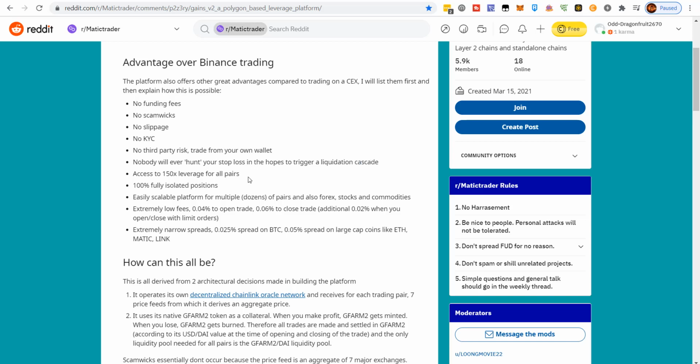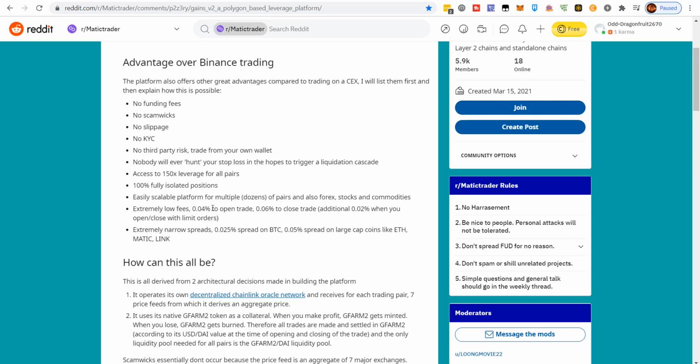Access to 150x leverage for all pairs, 100% fully isolated positions, and an easily scalable platform for multiple dozens of pairs, and also Forex, stocks, and commodities. That's going to be coming in the next update. They're going to have Forex in the next update, and I believe stocks. Extremely low fees. This is a little bit confusing. This is going to be some new fees that come out once the update is done.